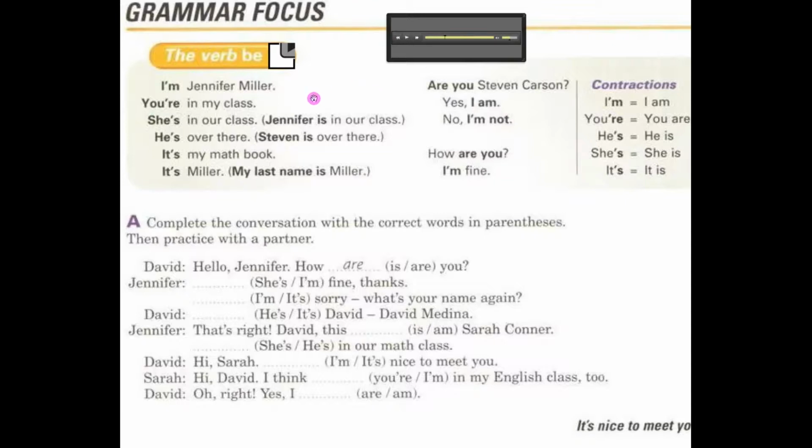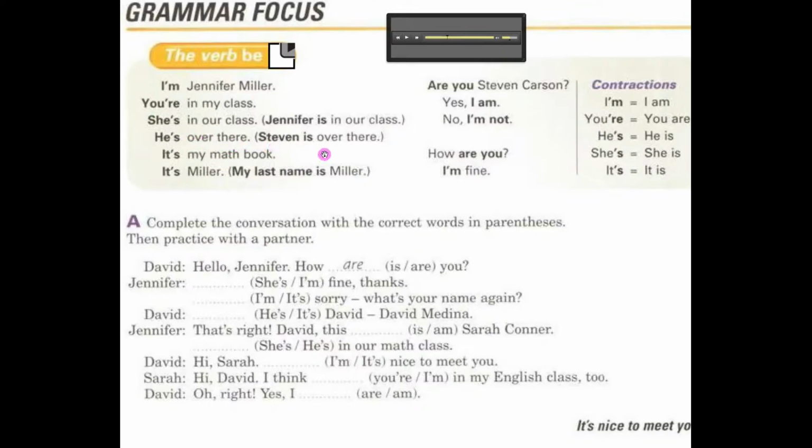He's over there. The subject is he. The to be is is. And then this is an adverb of place. Over there. Steven is over there. So Steven is male. It changes to he. Steven is over there.